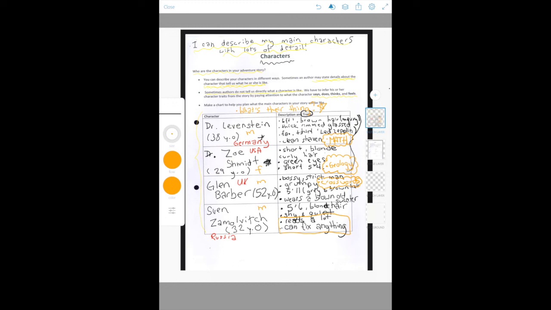So today is your day to really sit down and think, who are my main characters? Who are my backup characters? What do they look like? What do they say? How do they feel about this? What's their personality like? Where are they from? That is the kind of detail that I want to see from you guys today, okay?